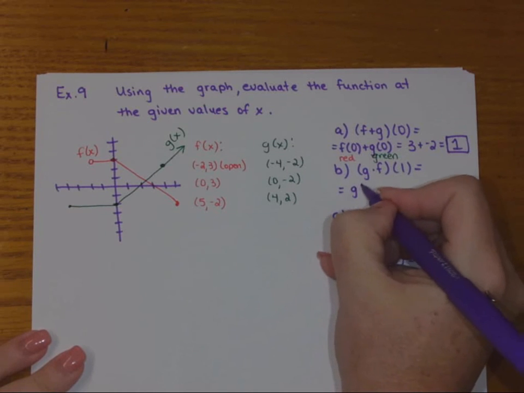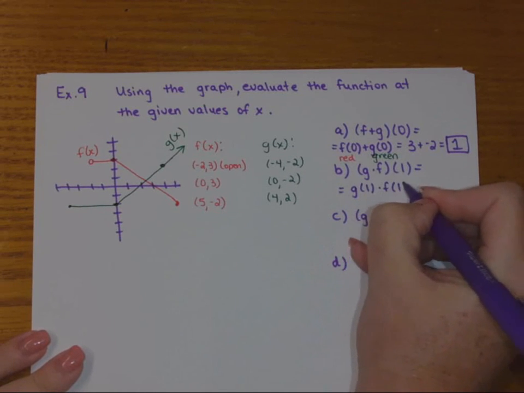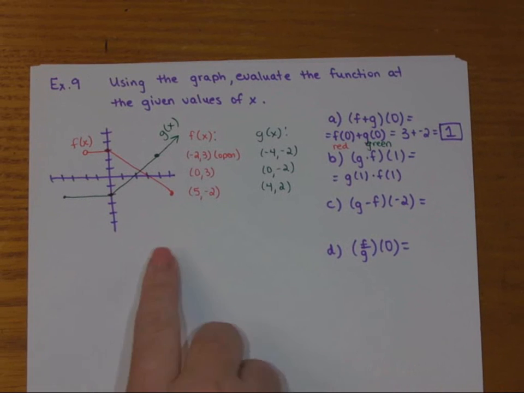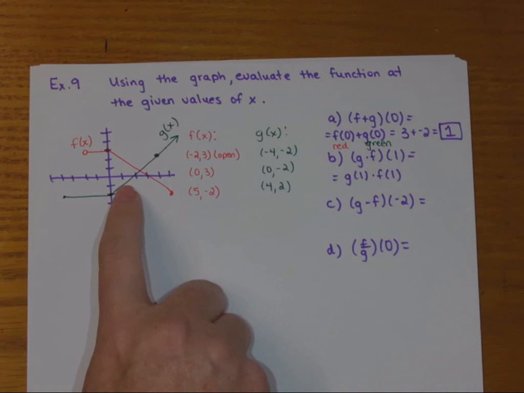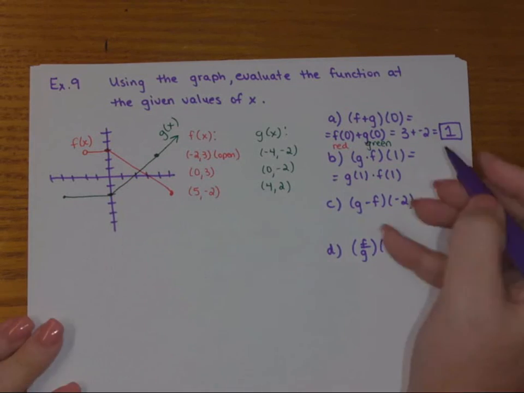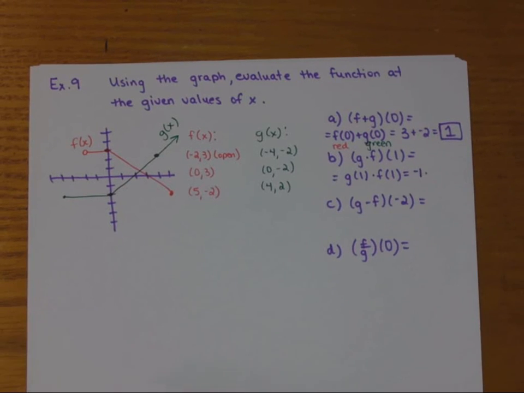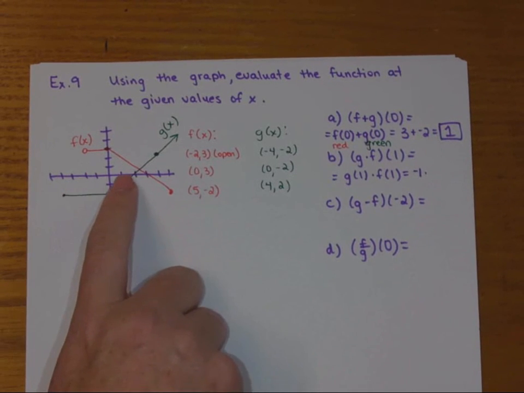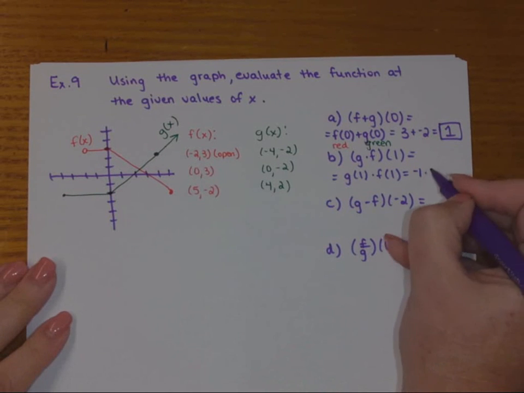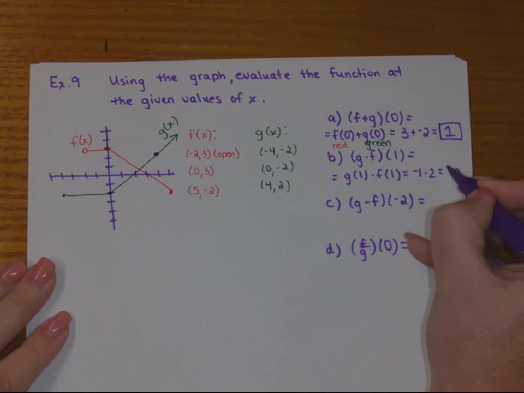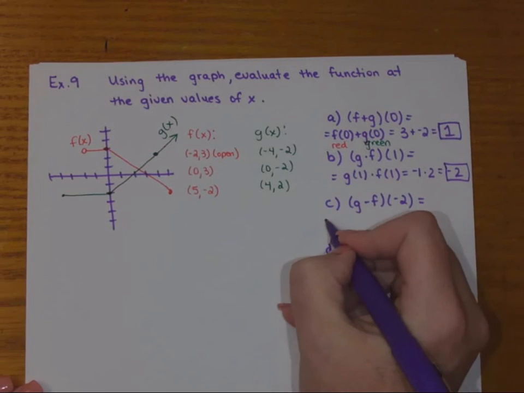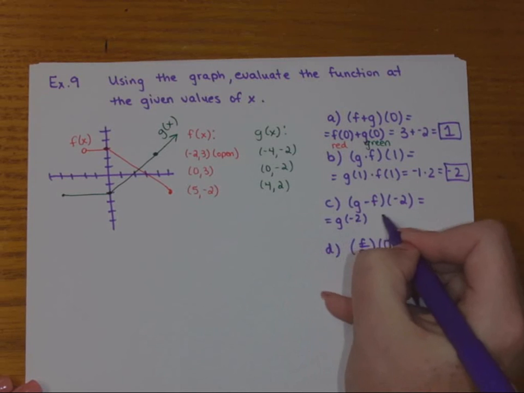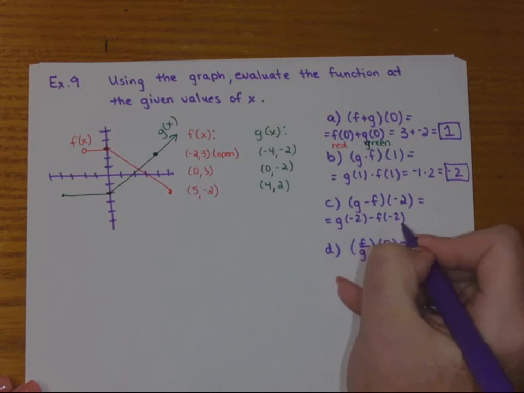So this one's going to be g of 1 times f of 1. Okay, so remember g is green, right? So what's the y value when x is 1 for the green graph? Notice it looks like about negative 1 to me. Like x is 1 here and we come down to negative 1. So it's going to be negative 1 times the red graph when x is 1, it looks like about 2. So if you multiply those together, you get negative 2. Okay, so all we're doing is finding y values. That's it. Okay, this one would be g of negative 2 minus f of negative 2.